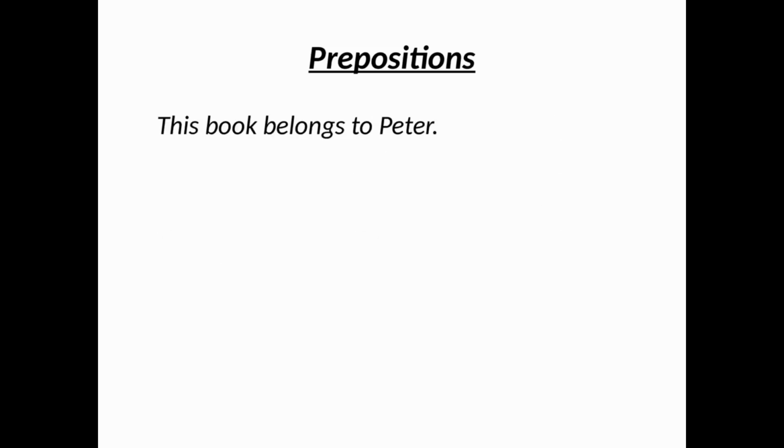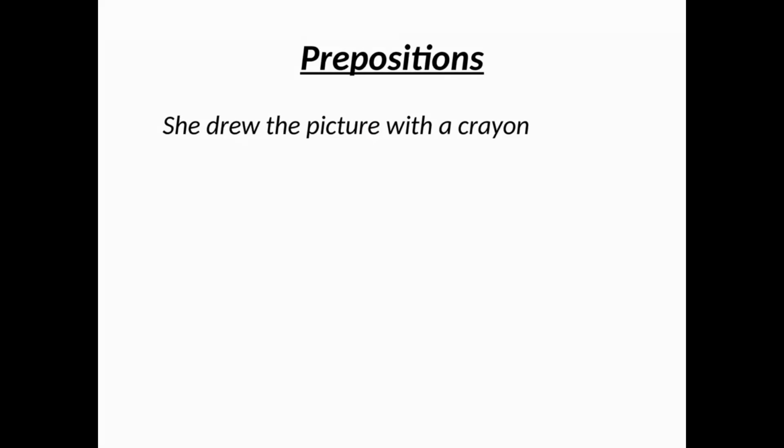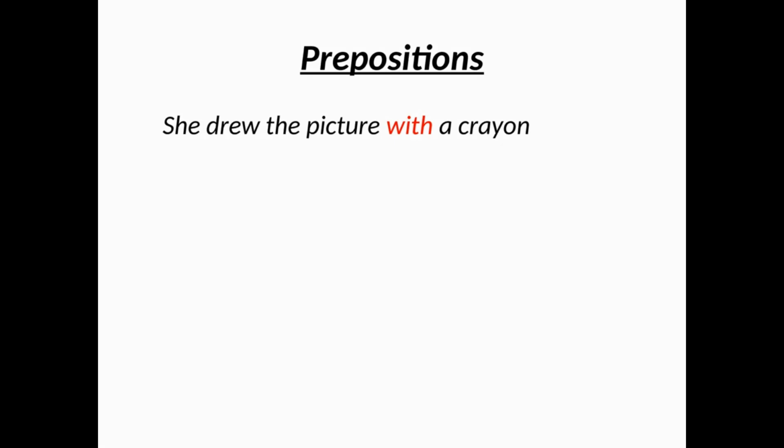Let's identify the prepositions in these sentences. This book belongs to Peter. To here is the preposition. She drew the picture with a crayon. With here is the preposition.